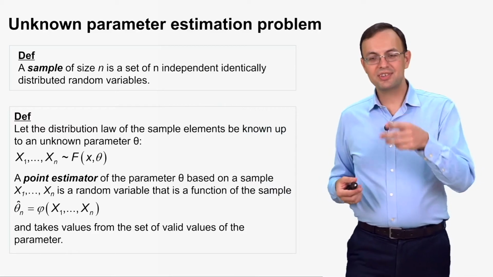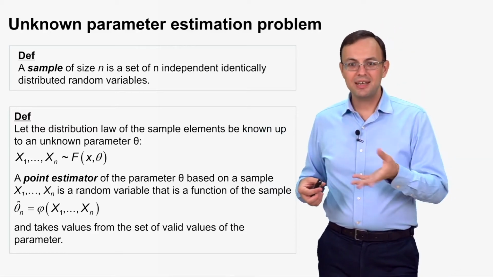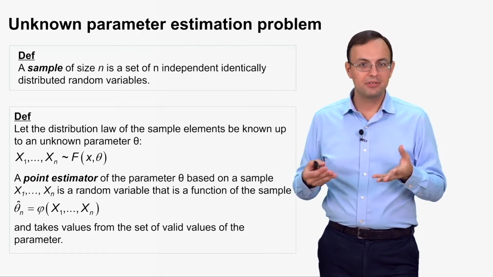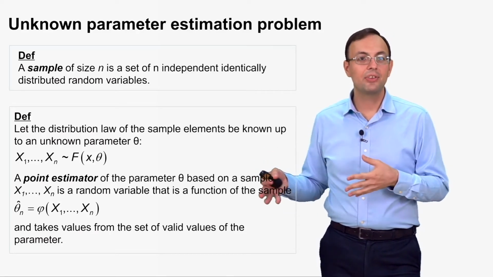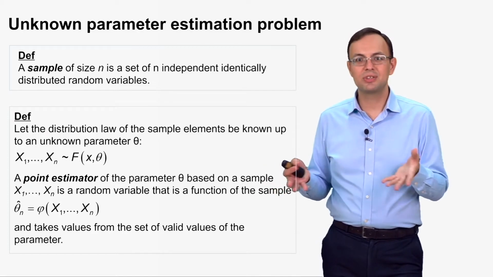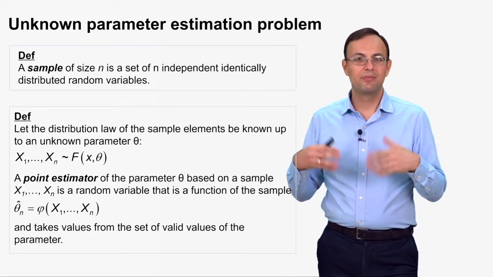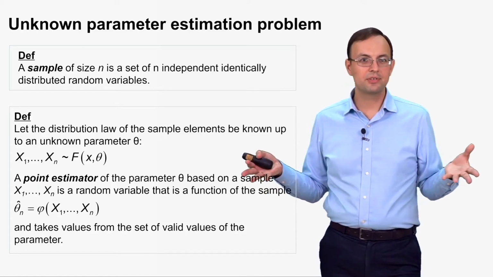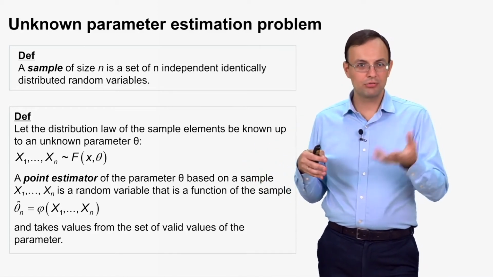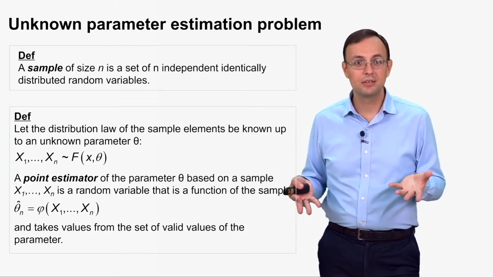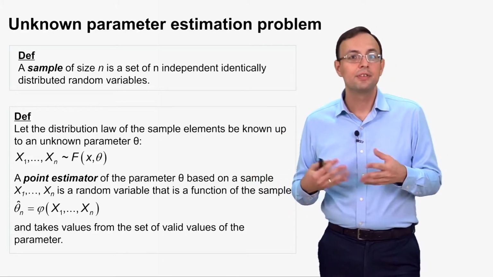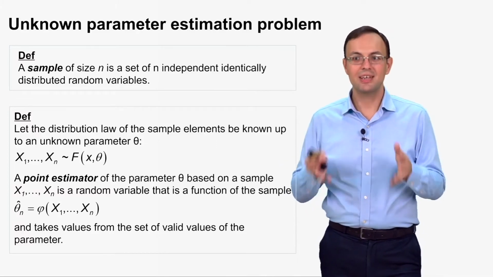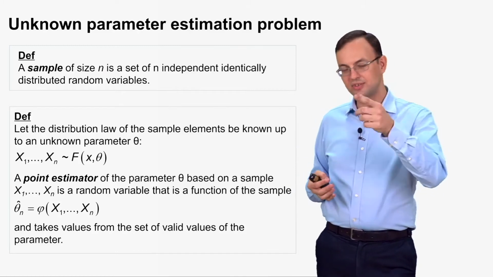And what else do they say? They say that it takes values from the set of valid values of the parameter. So the parameter is the table length. What are the acceptable valid values of the table length? Positive numbers. The number I told you is positive, 150, not minus 150. So this is my estimator. This is an estimator according to this definition.